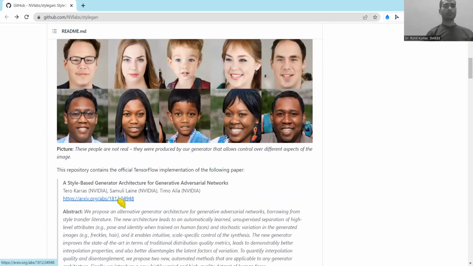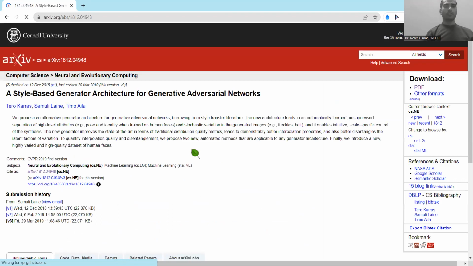Now you can have a look at this paper, which is the base paper of this particular work. So let's jump onto the PDF of this work, and it is going to open. Yeah, it will take just one or two seconds.